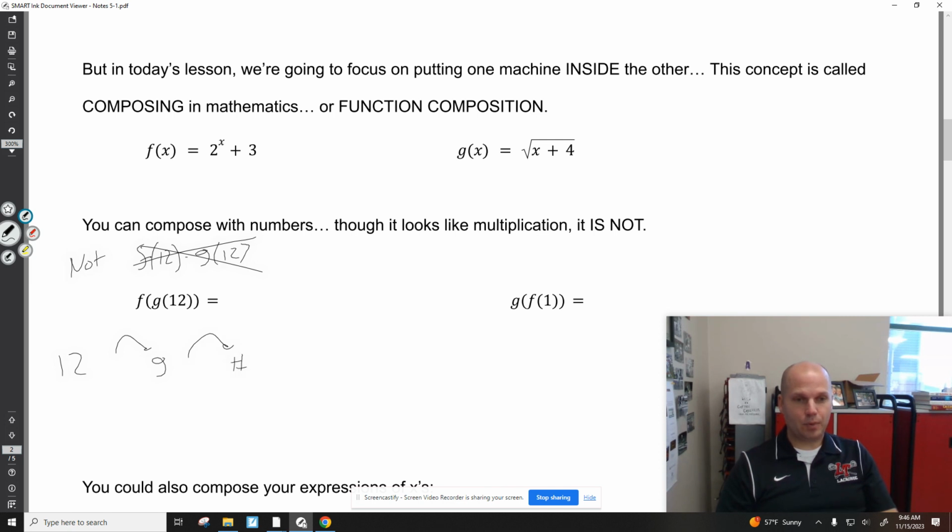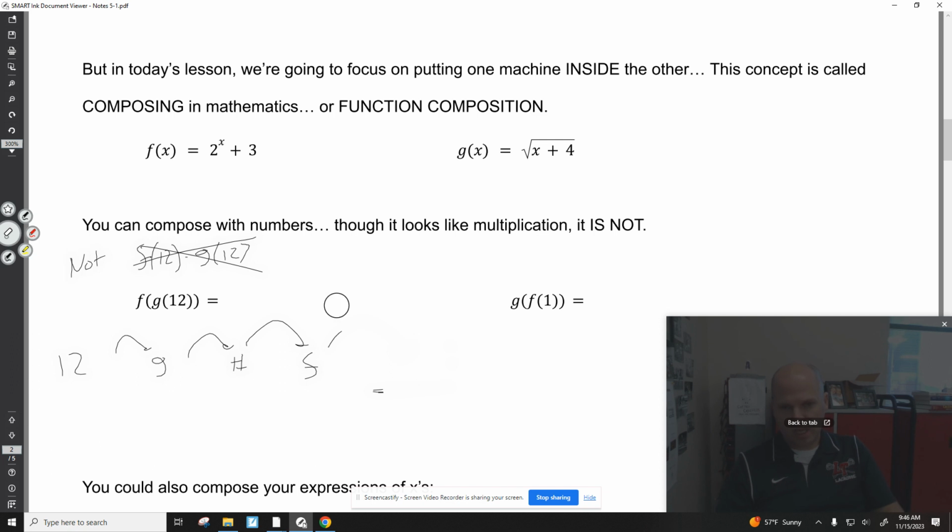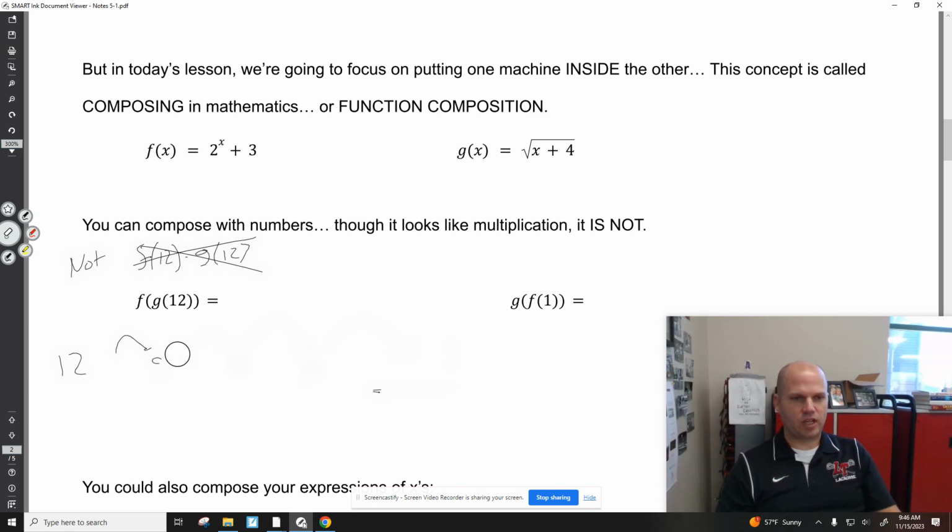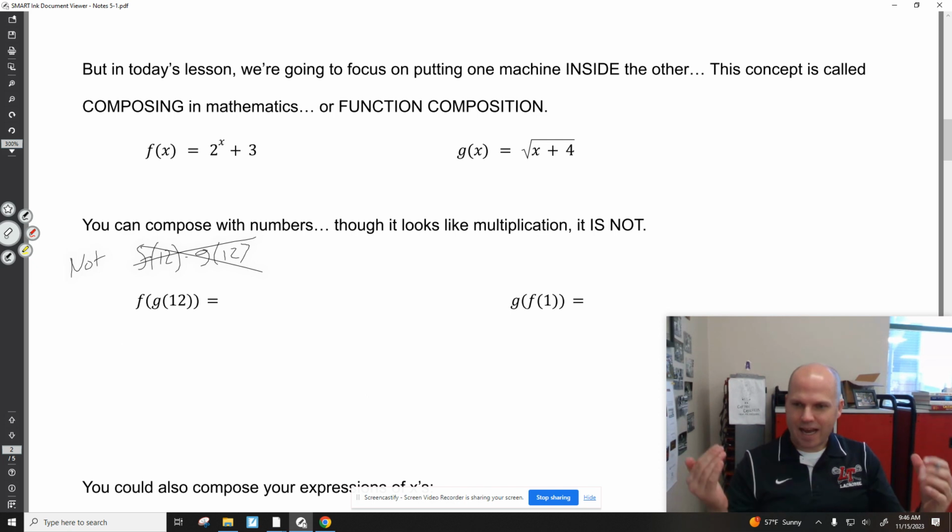You will take that output, plug it into F, and boom, after putting 12 into both machines, after 12 goes into G, outputs, that goes into F, boom, we get one answer. Okay? Let me show you what it looks like. It kind of makes sense mathematically if you think about PEMDAS, order of operations. We like to work inside out with parentheses.